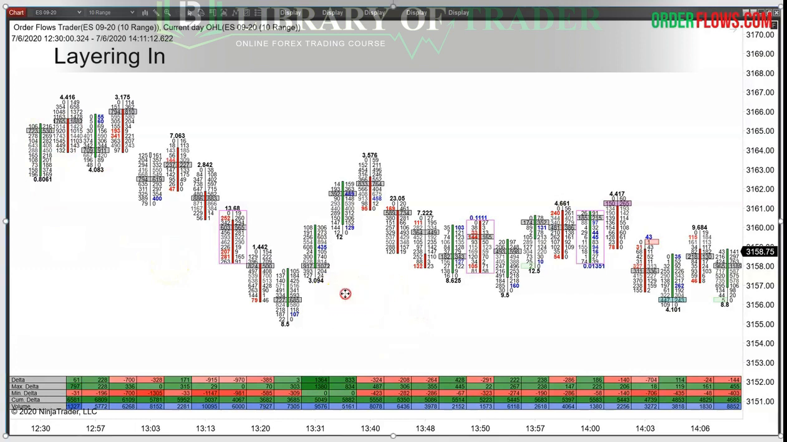Layering in, you can see it right there. Market's selling off, comes back up, they're offering it out. The clue that gives it away is this 98 against 458. Market continues down.